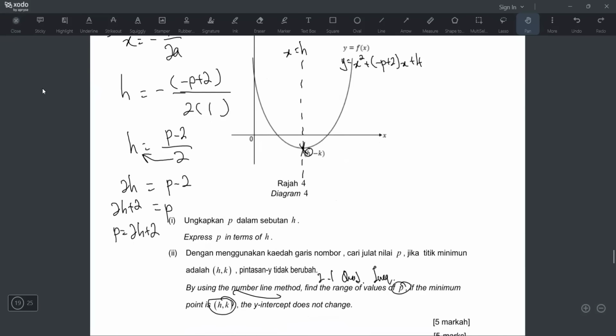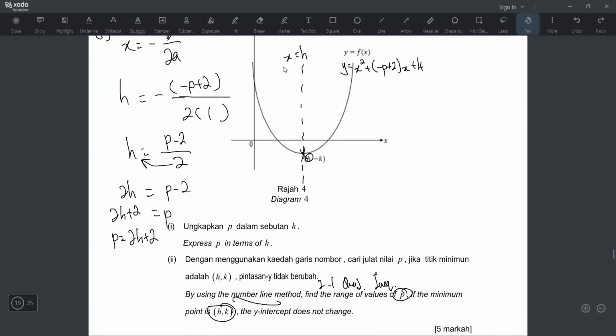What does it mean? Okay, let's read in bahasa Melayu. I want to make sure I understand the question. Cari julat nilai P. Okay, P is this one. Jika titik minimum adalah HK. Wait, tapi you punya titik minimum bukan H negative K ya? And then it say pintasan Y tidak berubah. Okay, so point ni tak berubah. Oh, that means the minimum point change already lah. So from H negative K to HK.